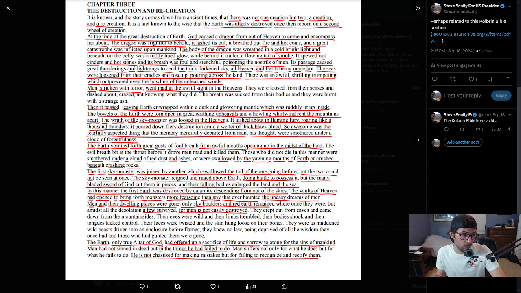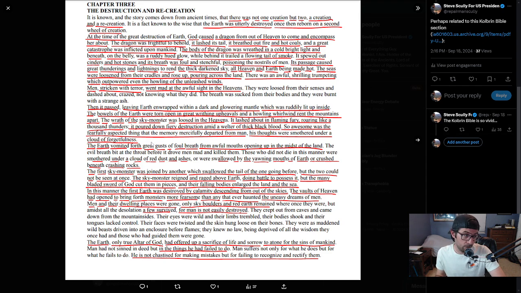The bowels of the earth were torn open in great wreathing upheavals, and a howling whirlwind rent the mountains apart. The wrath of the sky monster was loosed in the heavens. It lashed about in flaming fury, roaring like 1,000 thunders. It poured down fiery destruction amid a welter of thick black blood. So awesome was the fearfully aspected thing that the memory mercifully departed from man. His thoughts were smoldered under a cloud of forgetfulness.